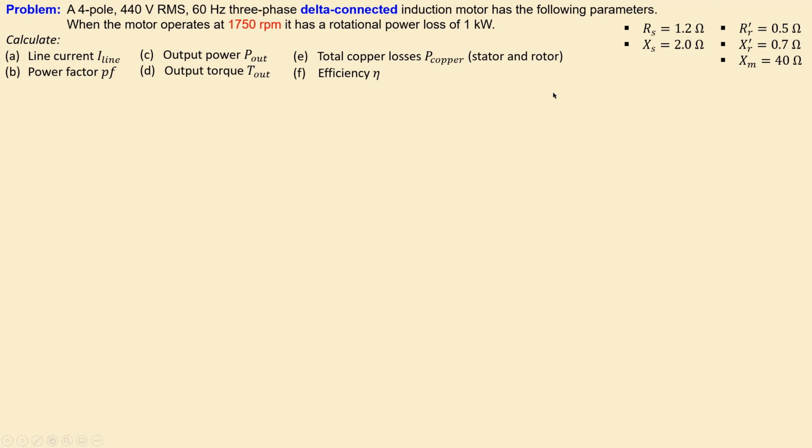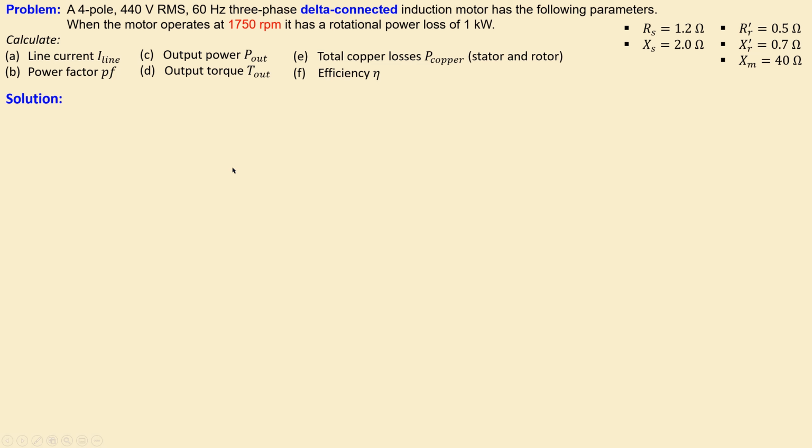the following parameters: the RS and the XS for our stator part, and we have the RR prime and also the XR prime for our reflected rotor parameters, and we have the magnetization reactance with a value of 40 ohms. What we want to calculate is the line current for this situation, the power factor, the output power, the output torque, and the total copper losses, which is the summation of the losses due to the stator and also the rotor, and the efficiency as a final calculation.